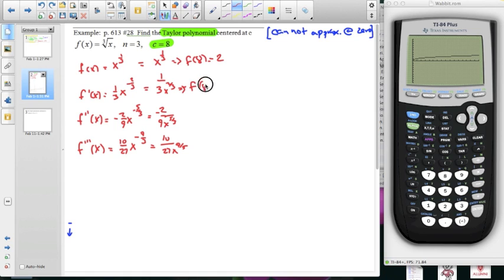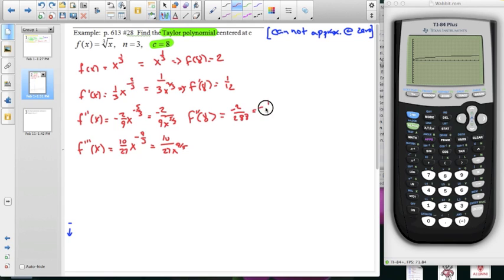The derivative evaluated at 8 is going to be 1 over 3 times 8 to the 2/3 power, which is 2 squared, which is 4. So that's 1 over 12. Evaluating the next derivative at 8, this is 8 to the 5/3 power, that's 2 to the 5th, basically. So 2 to the 5th is 2 times 2 is 4, times 2 is 8, times 2 is 16, times 2 is 32. So that's negative 2 over 9 times 32, which is 288.